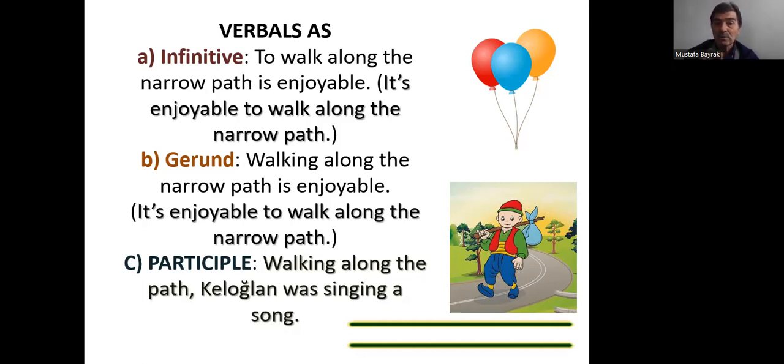For example, walking along the path, Keloğlan was singing a song. When was Keloğlan singing a song? Walking along the path, Keloğlan was singing a song. Oh, it's clear now. Yes, so walking along the path is an adverb here. Okay, adverb clause of time. It is the answer of the question when. Okay, but in short, it's also possible like this, and it's very practical. Walking along the path, Keloğlan was singing a song.